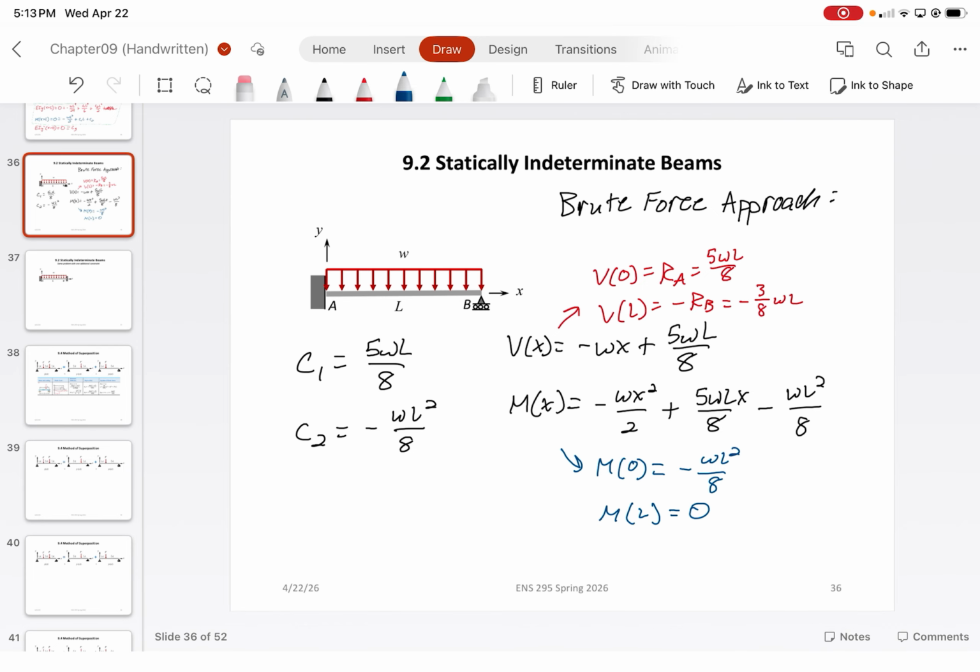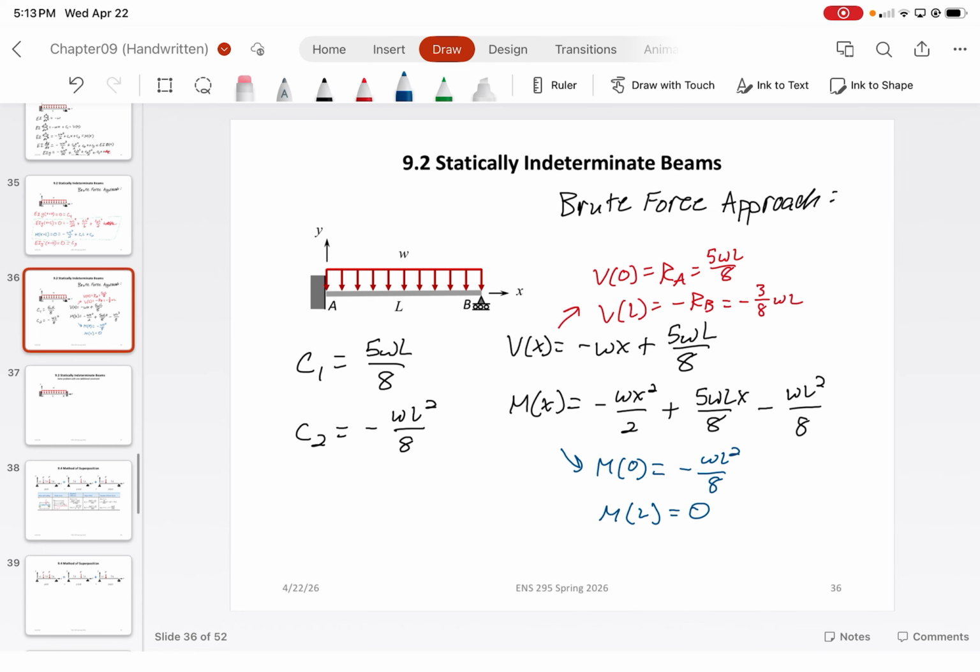But let's say we wanted to find what the maximum positive bending moment was. What do you guys think we should do? Where would the maximum positive bending moment be? Exactly. So you would need to find out where shear is equal to 0.